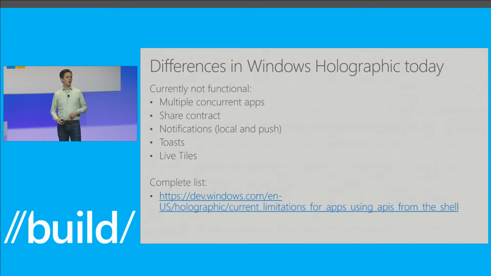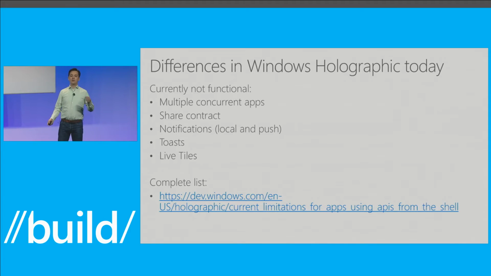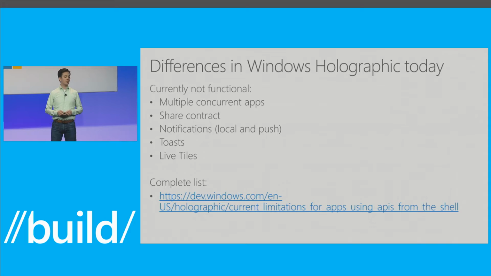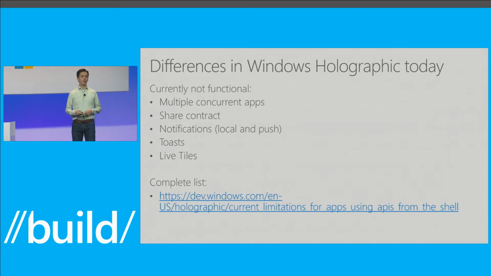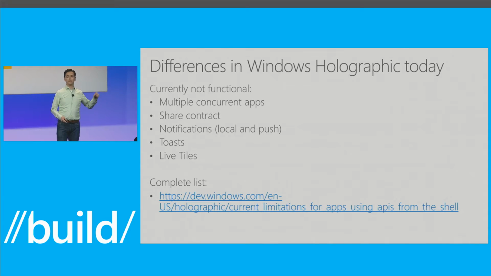Some other differences in Windows Holographic today include these things. Right now, in the mixed world, only one app can run at a time. When you use an app and it's active and then you move to another app, the previous app becomes suspended, and we take a screenshot of it. So you can still multitask between apps, but they're not running at exactly the same time. As I mentioned before, the share contract also is not working. Notifications like local push, toast, live tiles, these are things that are not functional at this moment, but we're thinking about. There is a complete list that we'll be maintaining on this website. Remember, this is a starting point. We'll be making fast progress, and do give us feedback if there are particular things that you want sooner than later.